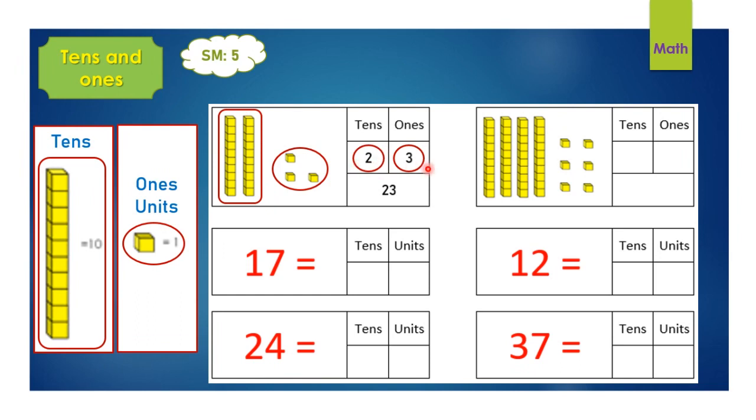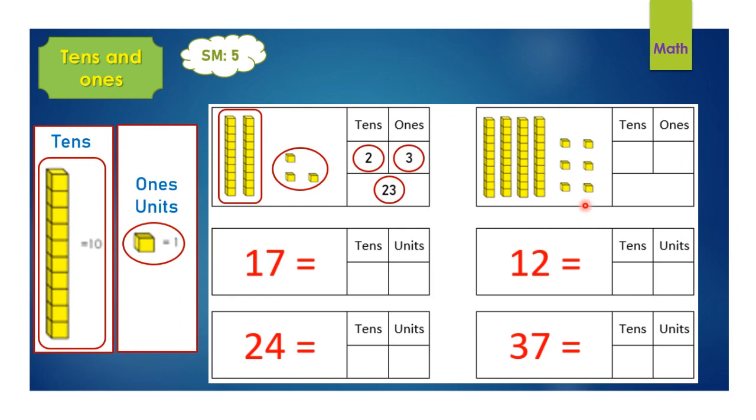So now, can you read this number for me? 23. Because 3 ones mean that I have only 3, but 2 tens mean that I have 20. So 23.